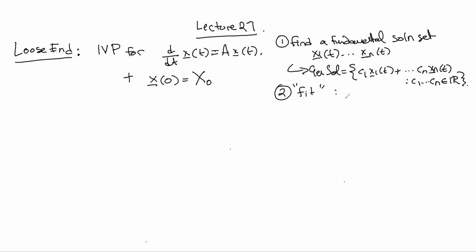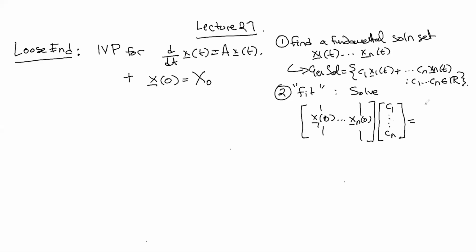Just solve the linear system. So make a matrix with these things as columns. And now these unknown coefficients are what you're interested in. And the right-hand side is the actual initial values. So there's some vector capital X naught here. Okay, that looks a little bit too big, but okay. So this is the initial data.